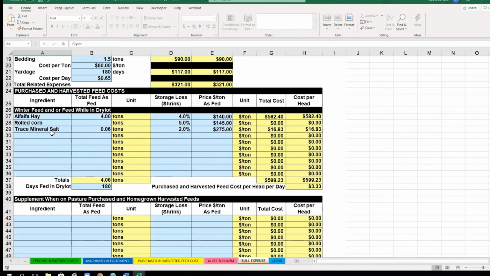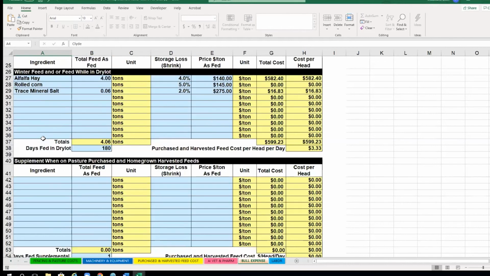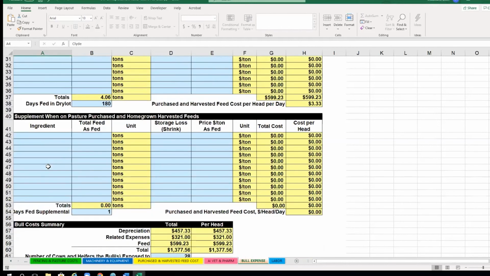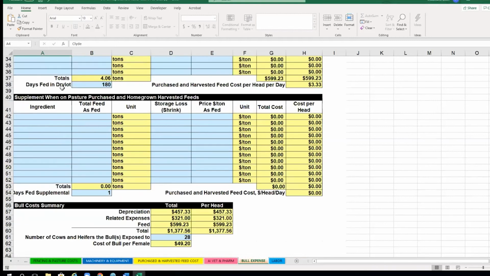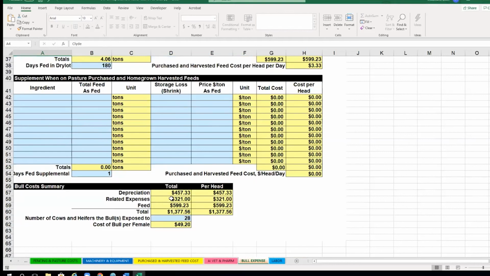Similar to what we do with the heifer budget, we want to look at what's your feeding cost for that bull. So here's a winter ration for while the bull is in dry lot. Also, in some instances, you might want to look at what's your supplement cost when the bull is on pasture. And finally, we get to the bottom where we calculate the days on supplemental feed, same as you would do if they're on dry lot, to come up with total related feed and depreciation expense.